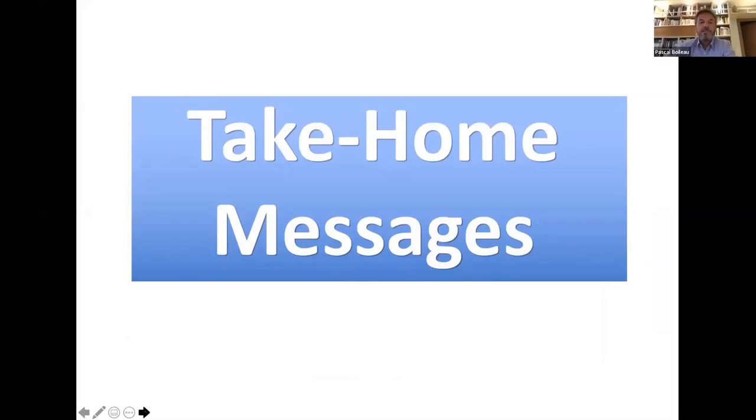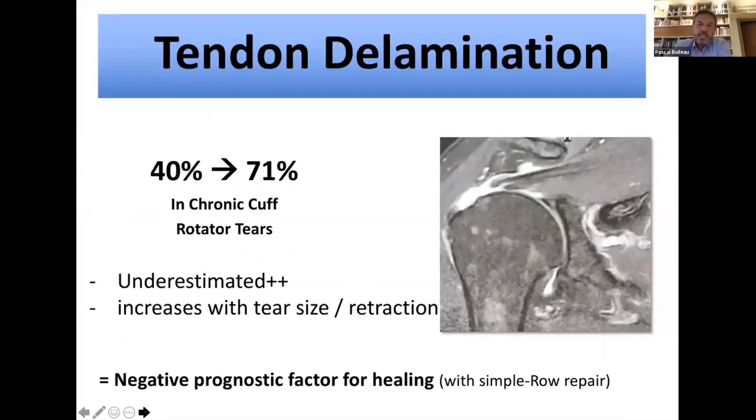So let's come to the take-home messages. Tendon delamination has been underestimated, I think, because the rate can be up to 70% in chronic cuff tears. And of course, the delamination increases with the tear size, but this is a negative prognostic factor for tendon healing in case of single row repair.